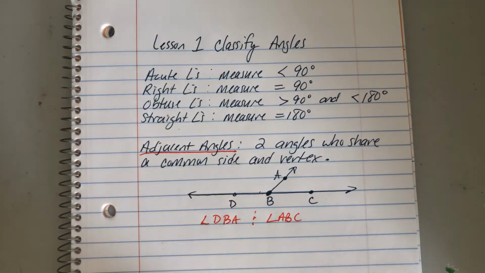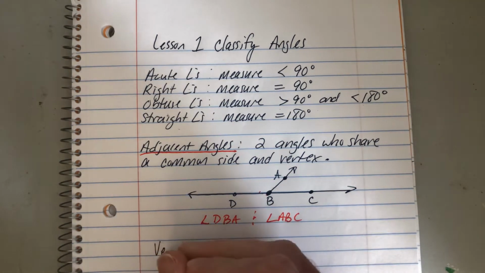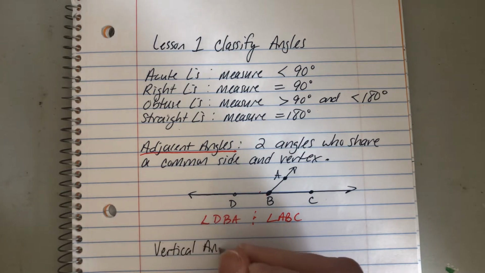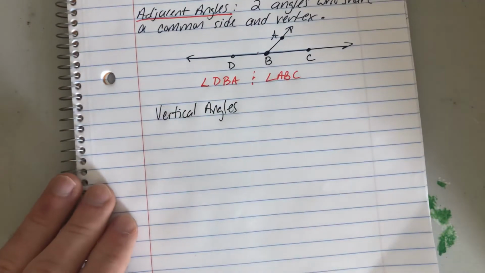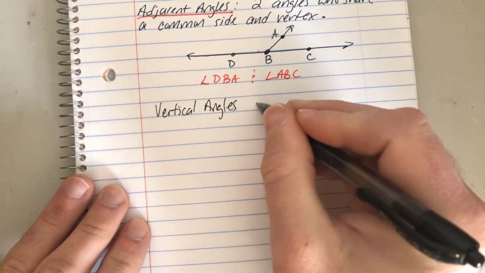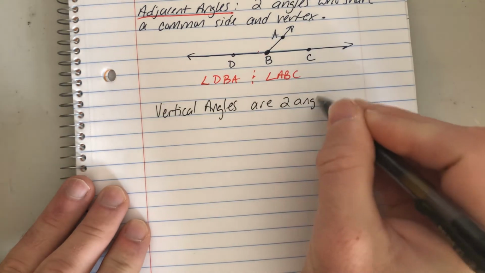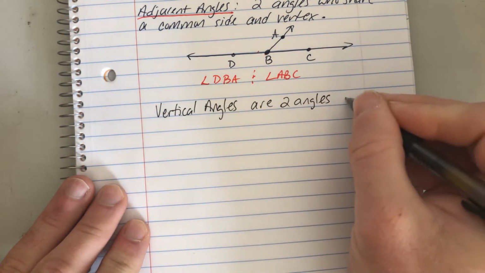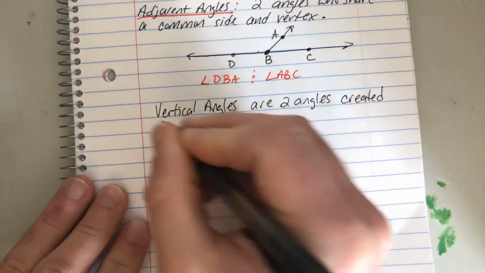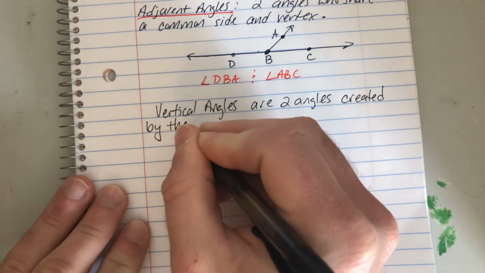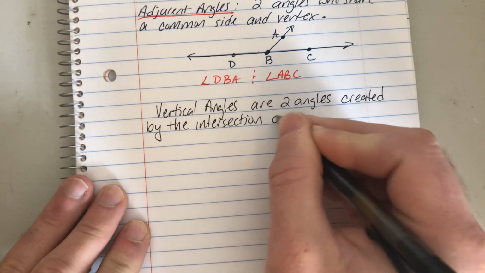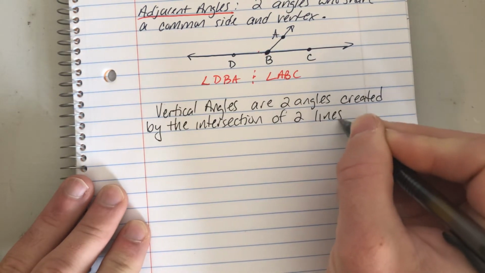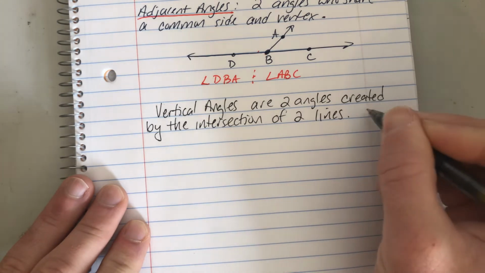We also talked the other day about vertical angles. A majority of what we're going to do in the rest of these notes is going to talk about vertical angles. Vertical angles are two angles created by the intersection of two lines. These angles are opposite one another.